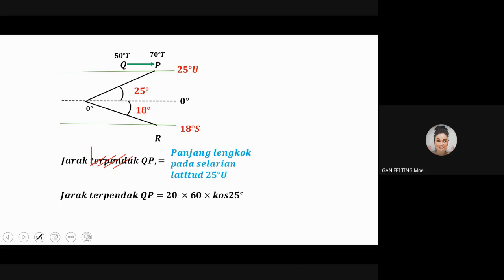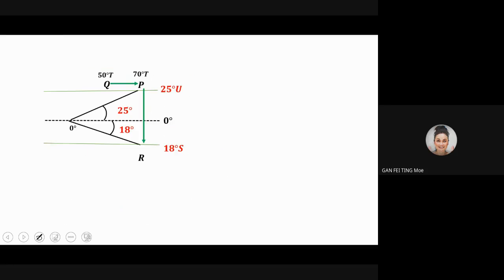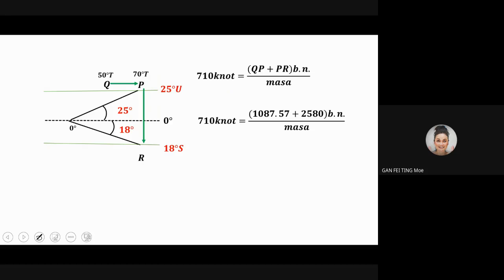That is on the great circle, but now it's not the great circle, so you need to cos 25 degrees. So this will be the distance on the latitude of Q to P. Good. Once you have this one, continue with the second part. The distance PR is given to you as 2,580 in the question just now. What do you do? You add up the two. Just now, our formula says this, so I add up the two, divided by time. Solve. Technically solving, then I got this as my answer.